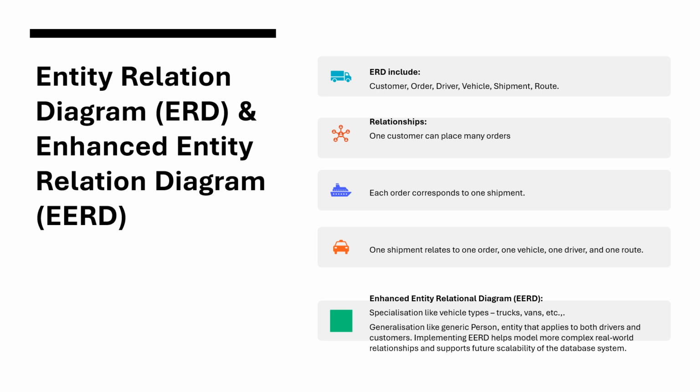In the case of the Tower Logistics transport management system, the EERD helps to lay out complex relationships, for example, distinguishing between different types of vehicles or drivers based on attributes like capacity or qualifications. In terms of vehicles, it could be truck, it could be van, that kind of thing.